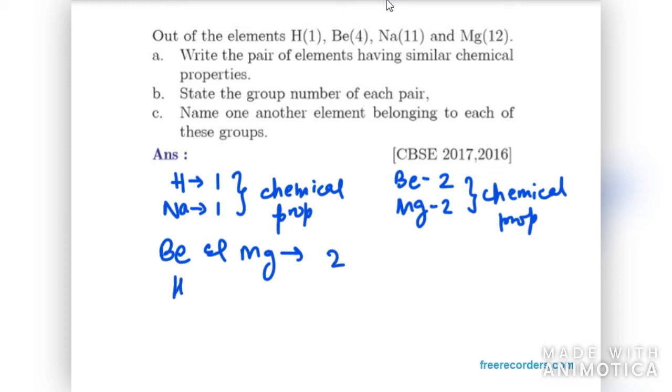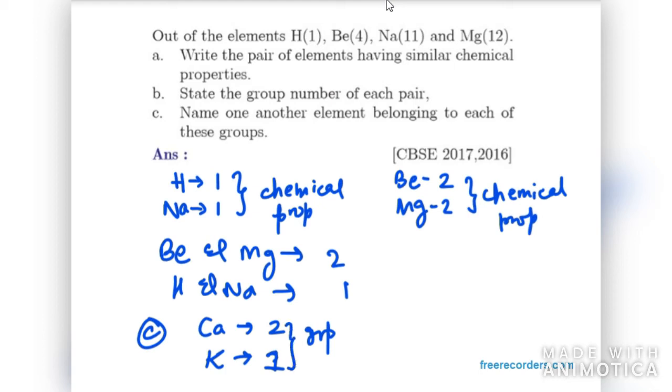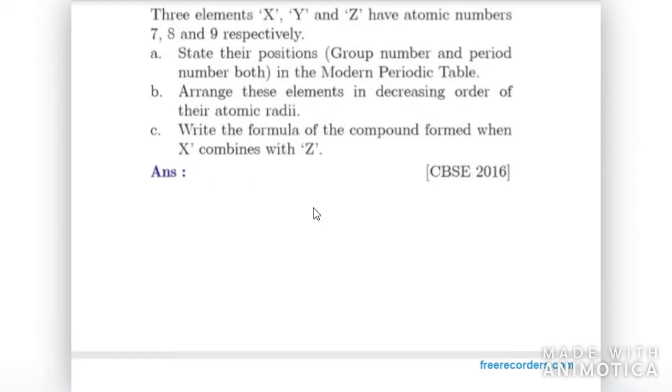Now we need to state the group number of each pair. Beryllium and magnesium belong to group 2, and hydrogen and sodium belong to group 1 as their valence electron is 1. Moving on to part C, it says name one other element belonging to each of these groups. For beryllium and magnesium we can write calcium from group 2, and from group 1 you can write potassium, that is K. So that's your answer for this one.